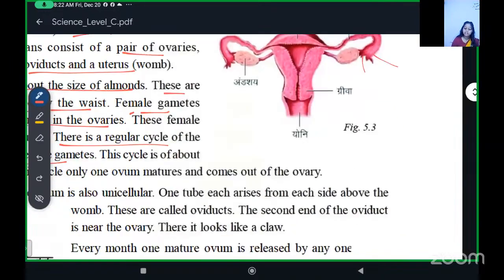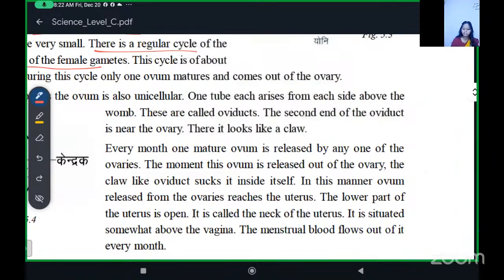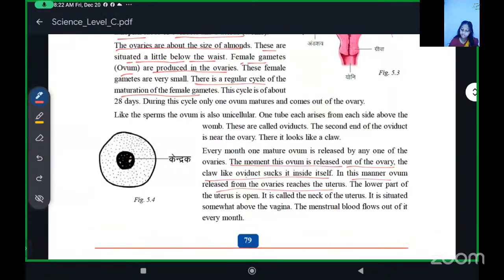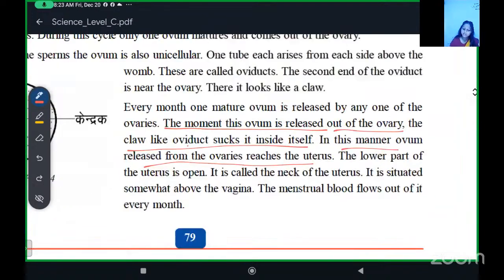Every month one mature ovum is released by any one of the ovaries. The moment the ovum is released out of the ovary, the claw-like oviduct sucks it inside itself. In this manner, the ovum released from the ovaries reaches the uterus. The lower part of the uterus is open and called the neck of the uterus, situated somewhat above the vagina. The menstrual blood flows out of it every month.